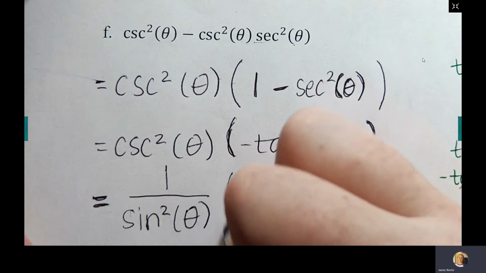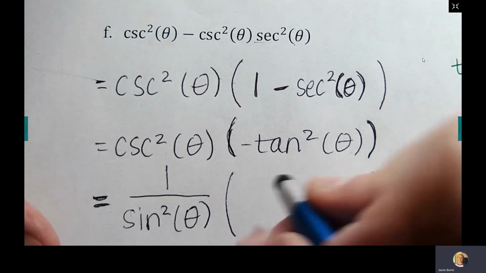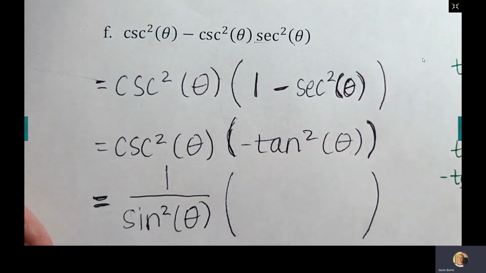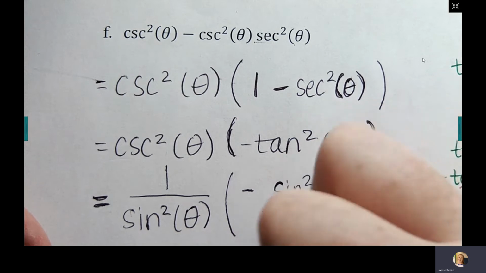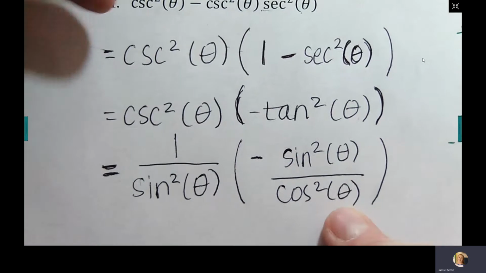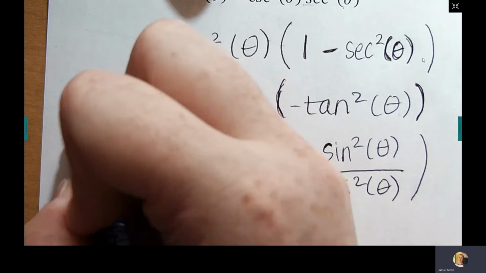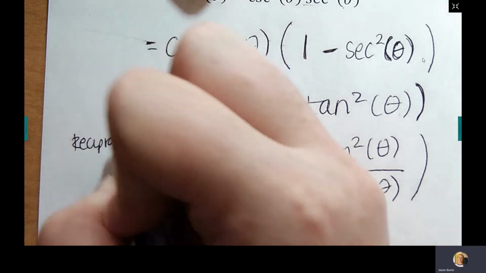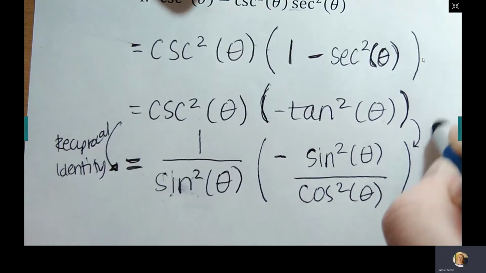And then in here, I'm just keeping this in parentheses because I've got this negative here. I don't want to drop the parentheses and then think it's a minus. So this is still multiplication. So we've got tangent squared, and first of all, don't forget the negative. Tangent squared is sine squared theta over cosine squared theta. Again, that was one of our quotient identities. So I'm just going to write the note here. This was a reciprocal identity. This was a quotient identity.